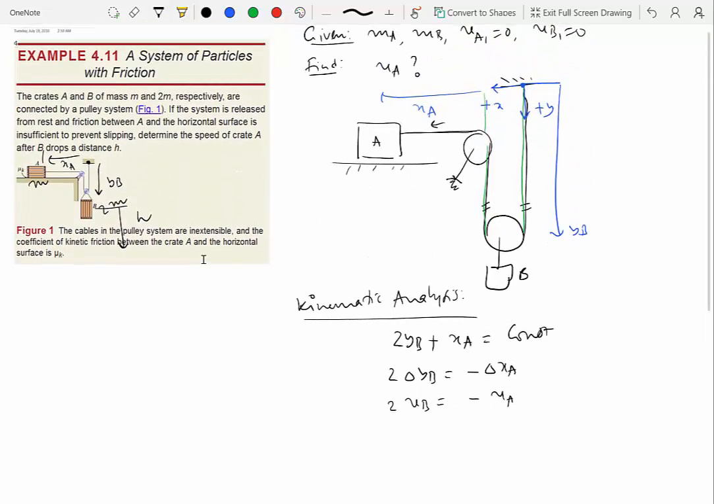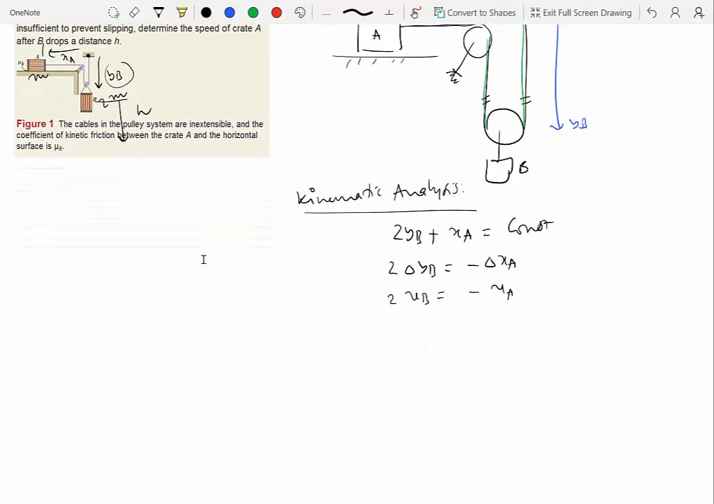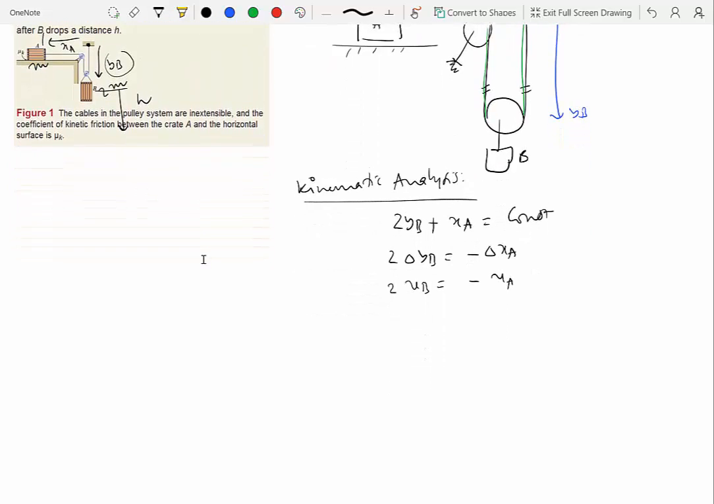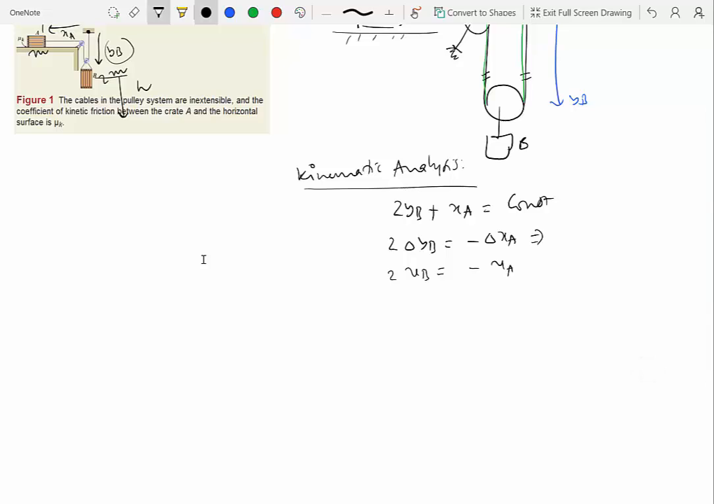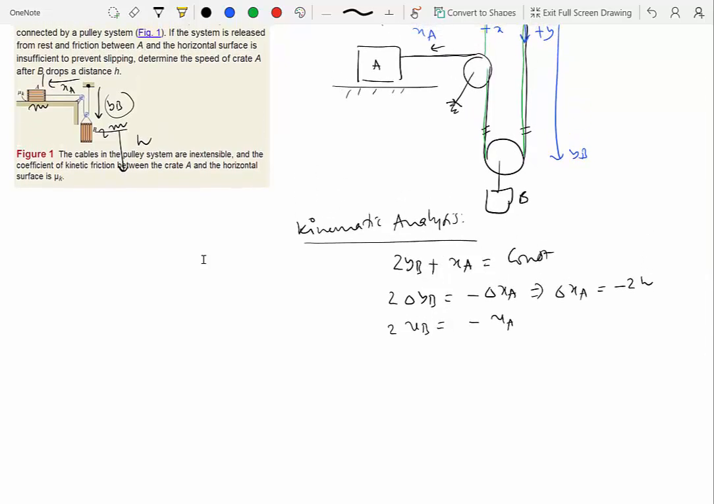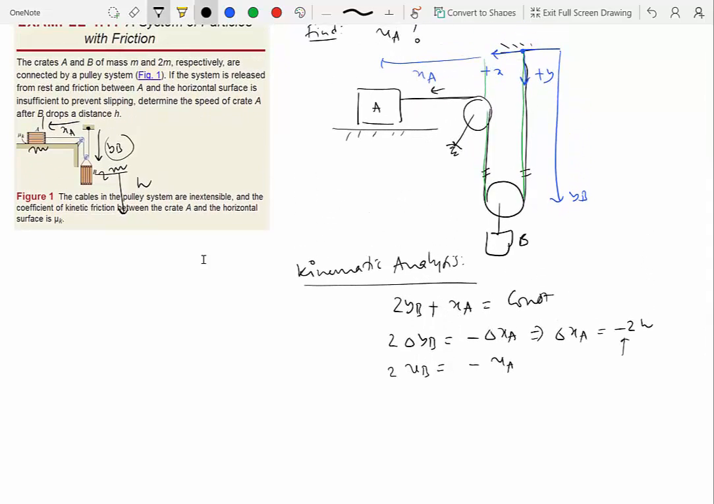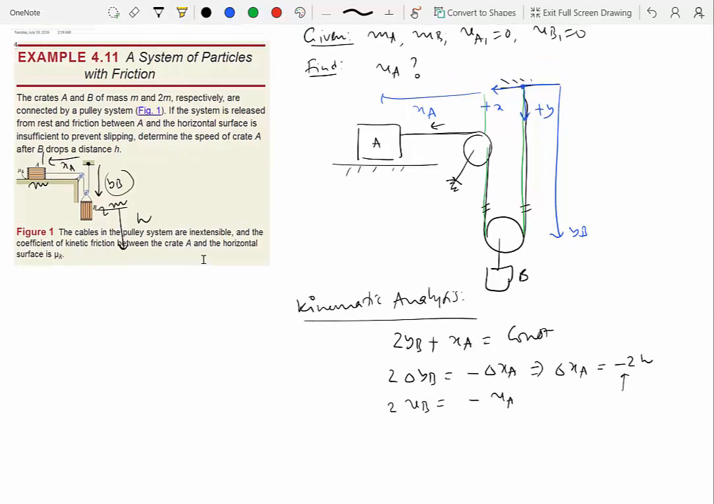So we are given the displacement of B, which is h, right? So delta YB is given to us, that's equal to h, and that means that delta XA is equal to minus 2 times h, and that's the displacement of A, right? And the negative sign basically reflects that XA is going to be moving towards the right, because this is chosen to be the positive x direction, but A is moving towards negative x, and the negative sign over here is reflecting that.